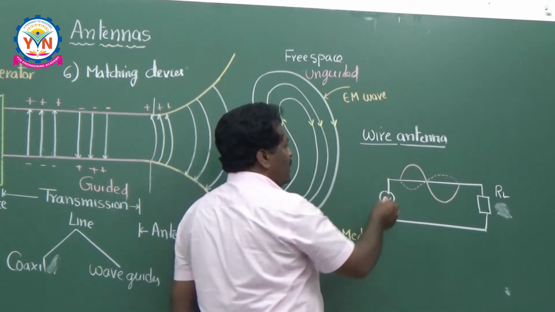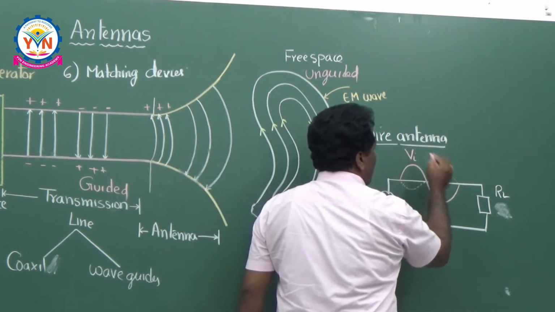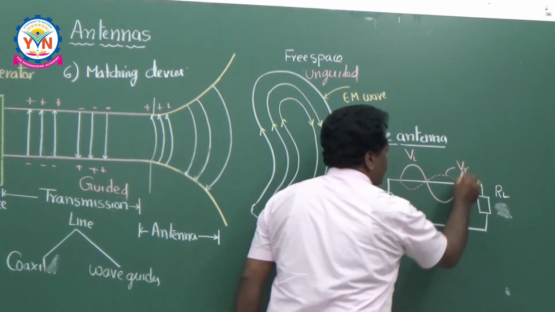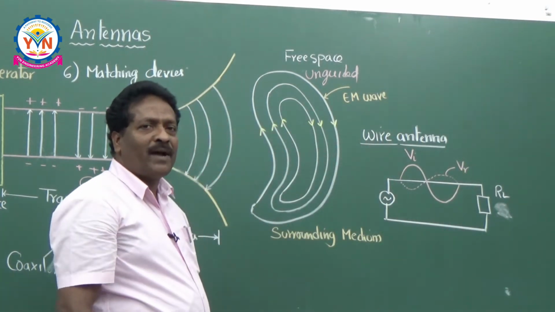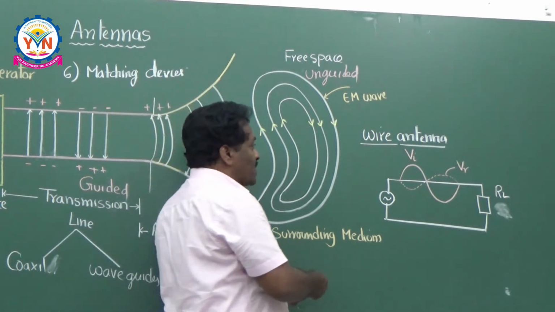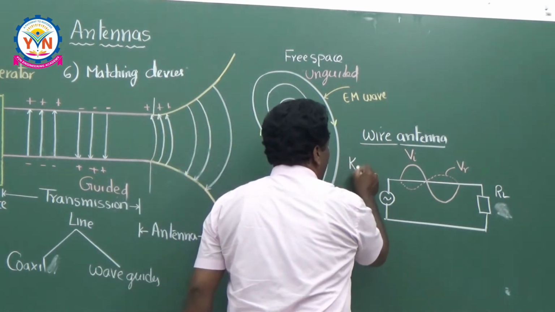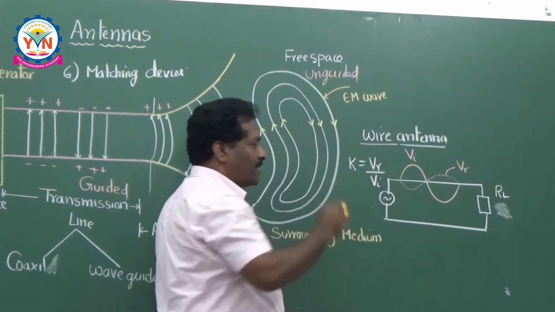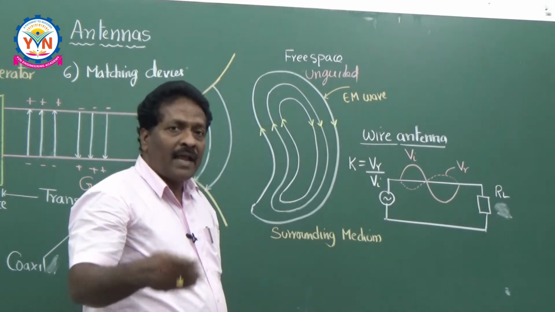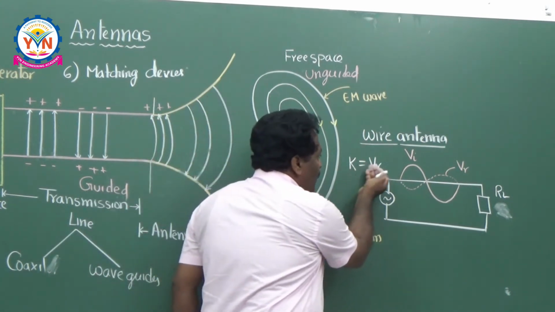So I can say that this is the incident voltage and this is the reflected voltage, incident and reflective. Now I would like to define the most important parameter, that is the reflection coefficient K. What is K? K is equal to VR by VI, reflected by incident. Now let me tell you what are the possible values of K.